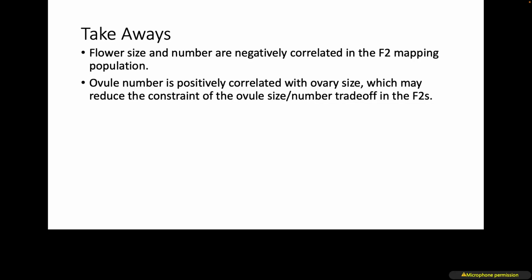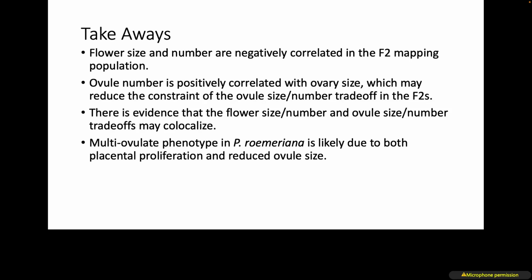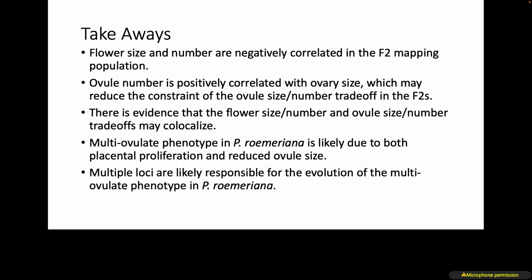trade-off within our F2s. There is evidence that flower size and number and ovule size and number may co-localize due to the degree of correlation between many of these traits. The multi-ovate phenotype in roemeriana is likely due to both placental proliferation and reduced ovule size, but also from our F2s, it appears that there are probably many small effect loci that are controlling variation in this trait.